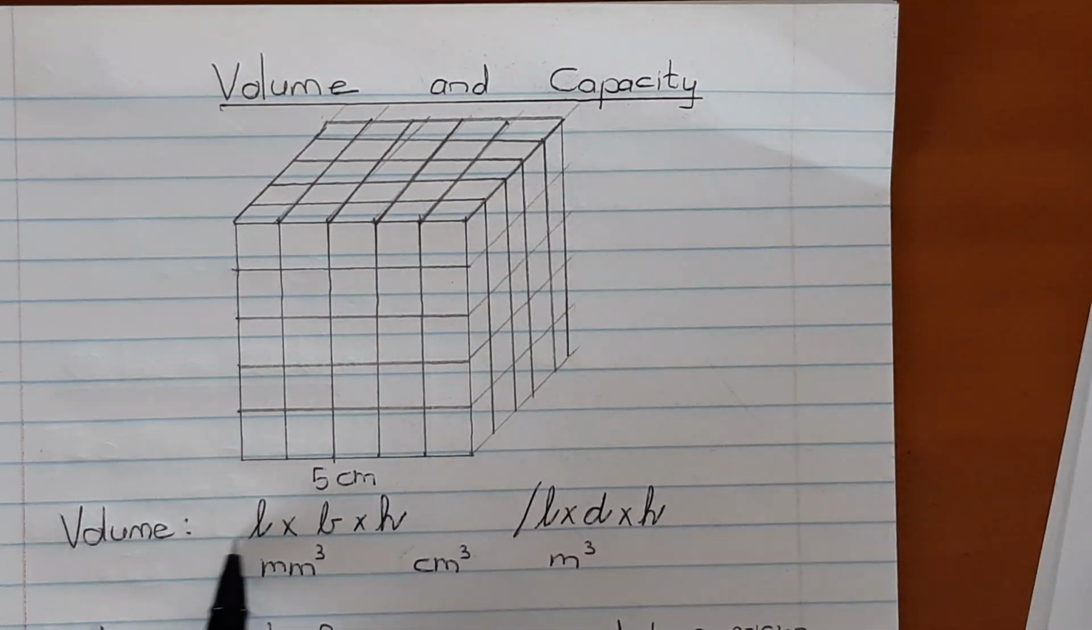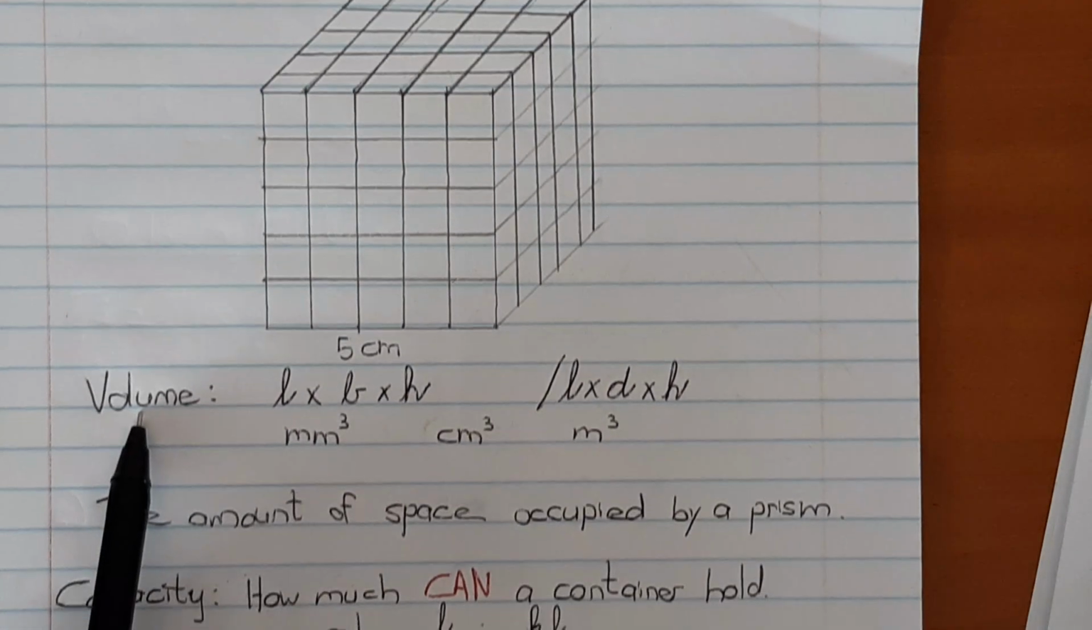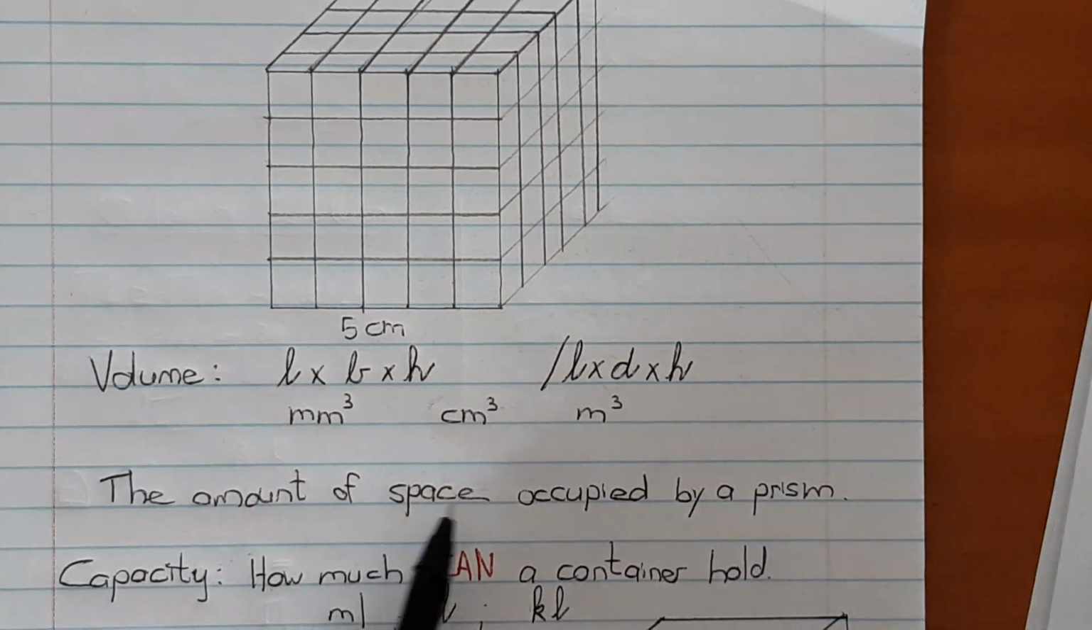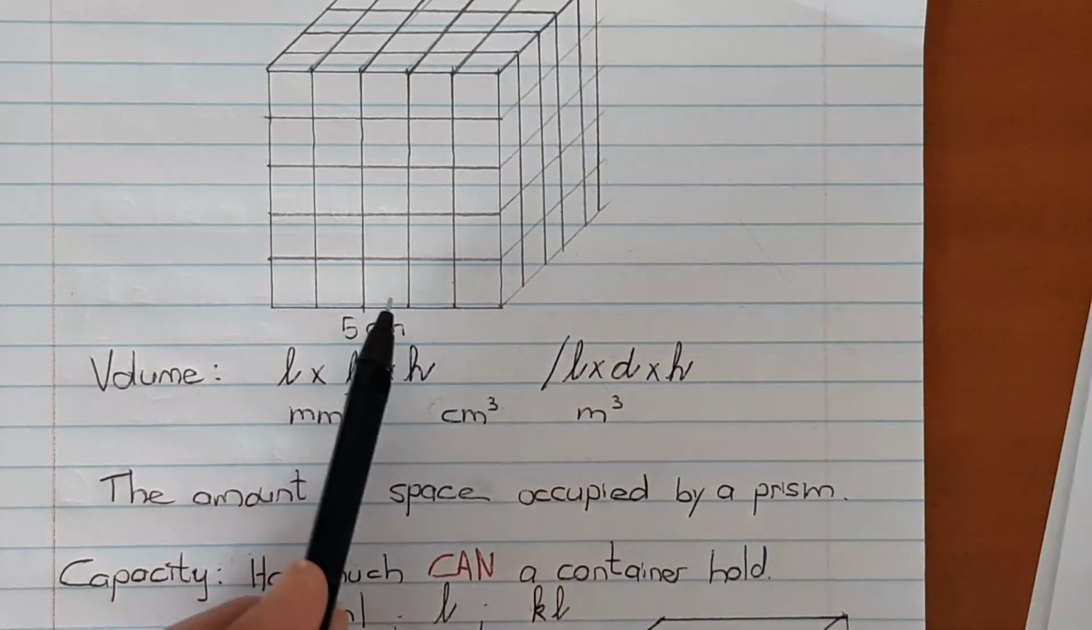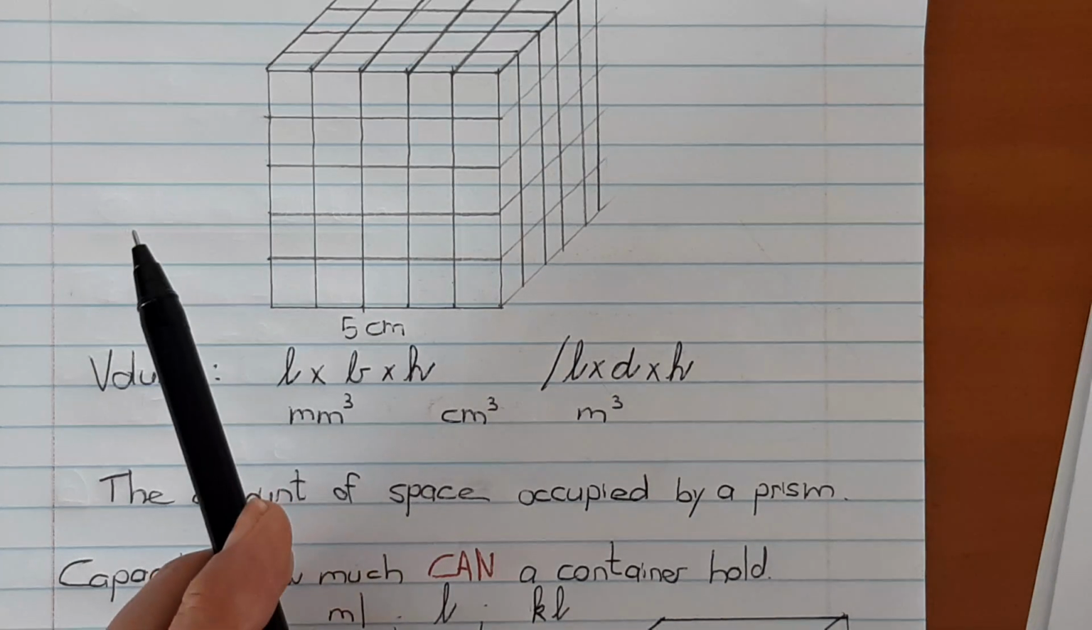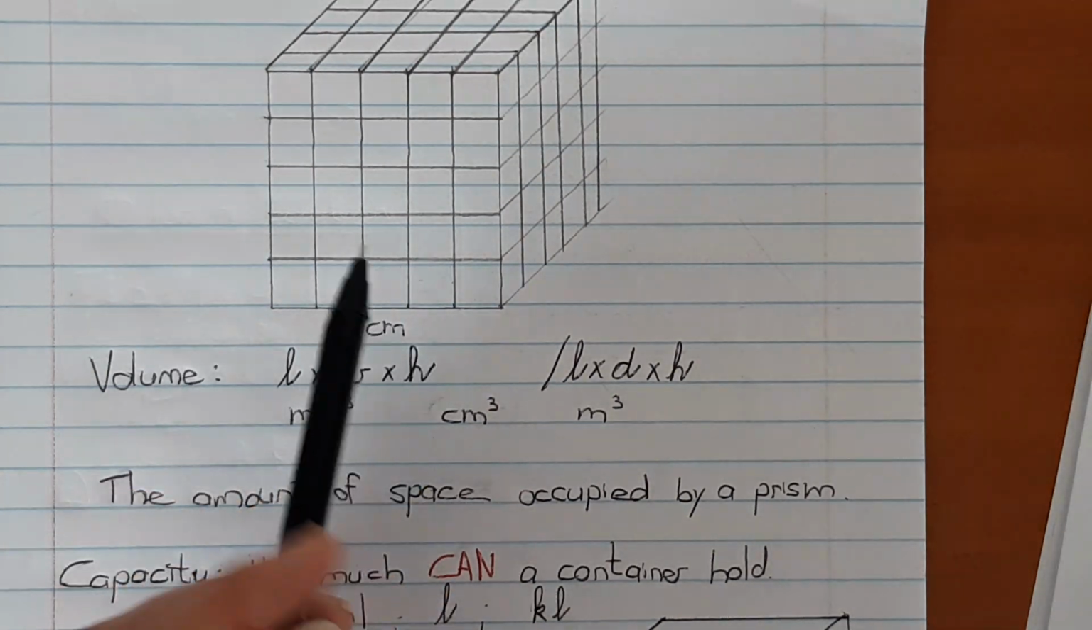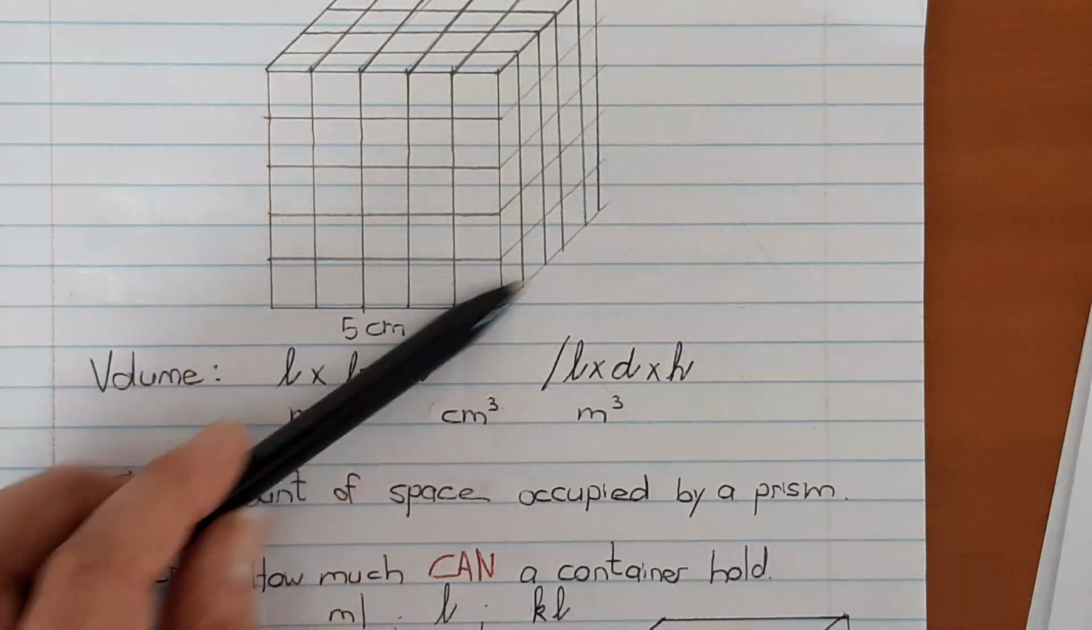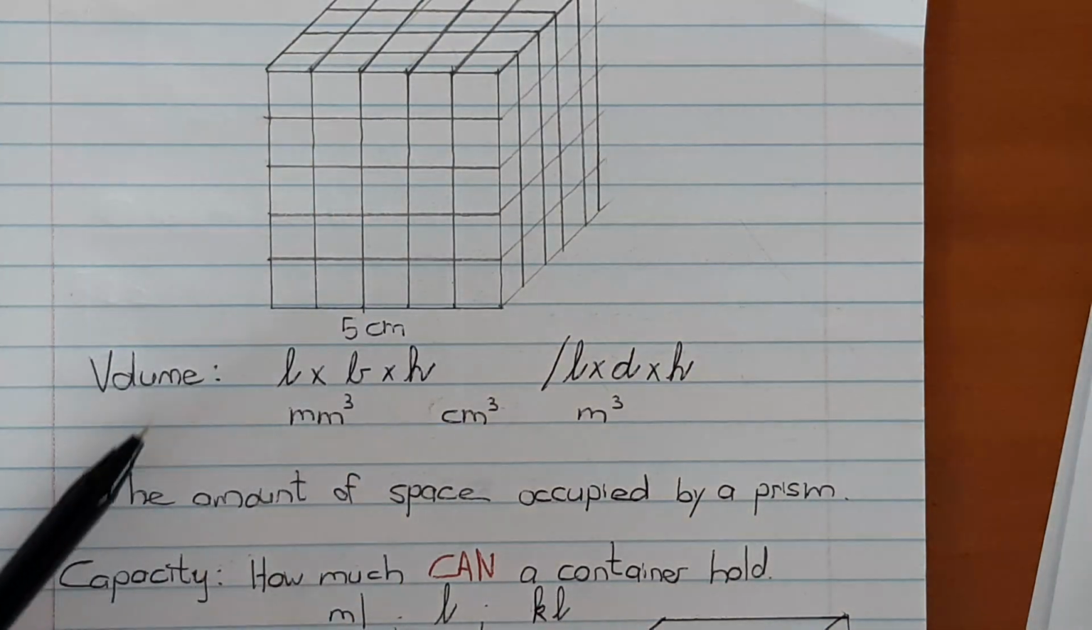If you look at the formula here, the volume is in millimeters cube or cube millimeters, cube centimeters, cube meters or kiloliters. The amount of space occupied by a prism, that's what you call a volume. That is the amount of space. So if you put this block in a bath with water in, the space that that block will take in the bath is your volume.